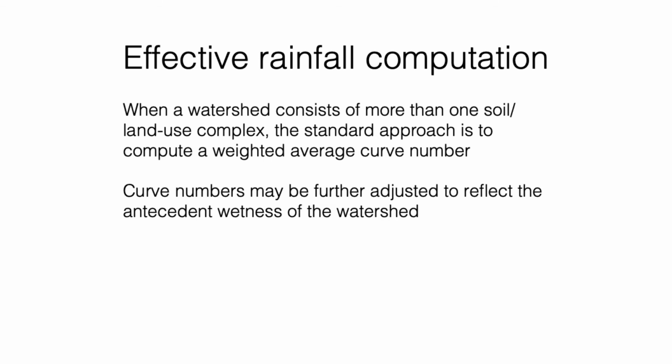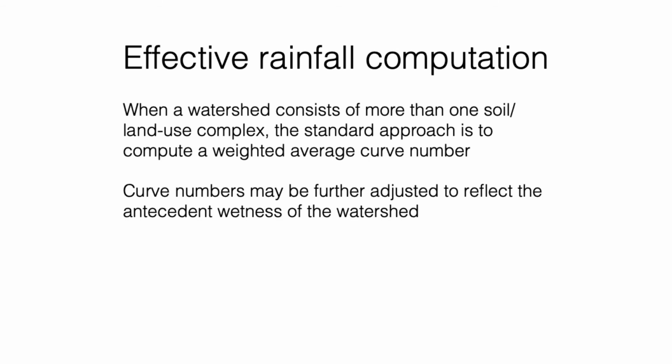Curve numbers represent homogeneous parts of a watershed, but as you may imagine, many real watersheds are a combination of these basic types. The curve number of the complete watershed is normally computed as a weighted average of the curve numbers for each basic type, where the weights are proportional to the area covered by each type.